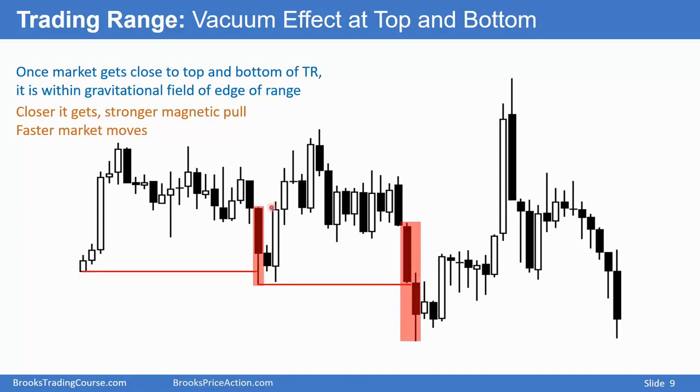Races down to the bottom of the range, reverses up. Races down below support, reverses up. Races up strongly to resistance, reverses down. Incredibly strong move up, but simply a magnetic pull up to support of the prior high, and then it reversed down.